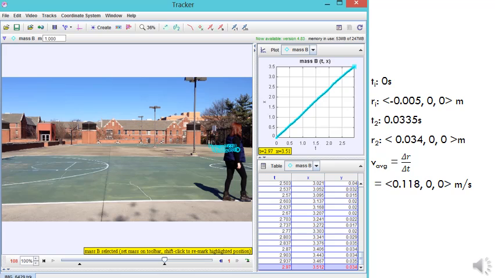I observed a girl walking at constant velocity from the negative x direction towards the positive x direction. I extracted her position versus time data from Tracker and was then given the observation start time, object's initial position, time in the second frame, and object's position in the second frame. This data was used to calculate the average initial velocity by change in position over change in time, from t equals 0 seconds, which was the first frame in Tracker, to t equals 0.0335 seconds, the second frame in Tracker.